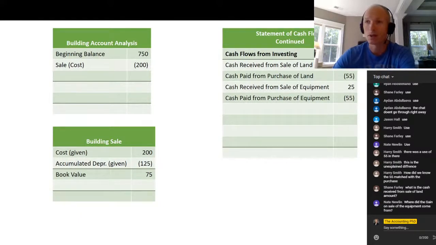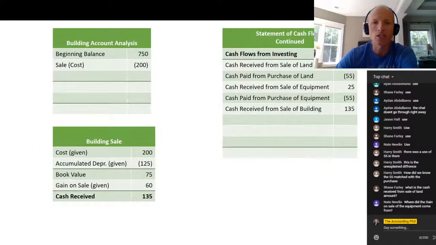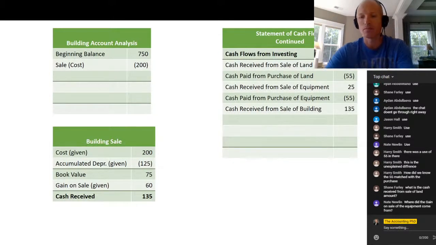Now, is that the cash flow? Well, the only way we can know that is if there is a gain or a loss. And so let's go over to our income statement. And we can see that there is a gain on sale of the building of $60. All right, so given the gain on sale and the $75 book value, we know that the cash that they received from the sale of the building must have been $135. So the cash received from the sale of the building, $135. Again, we had to back into the cash amount based on the cost, accumulated depreciation, and the gain that was reported on the income statement. So again, putting together that puzzle.